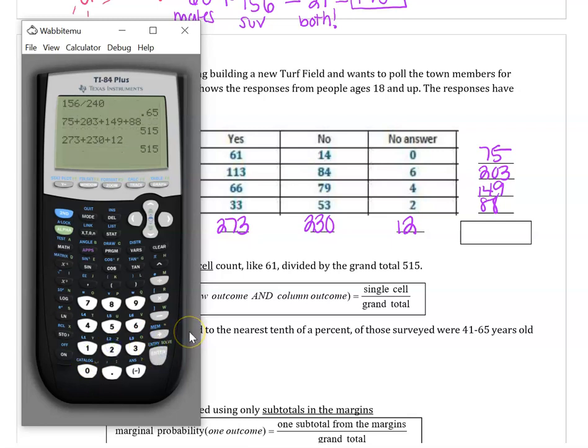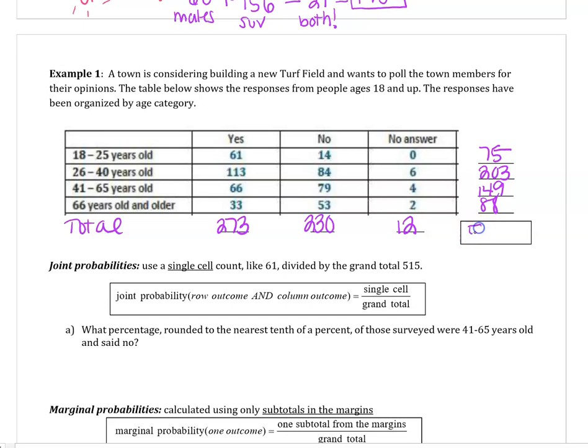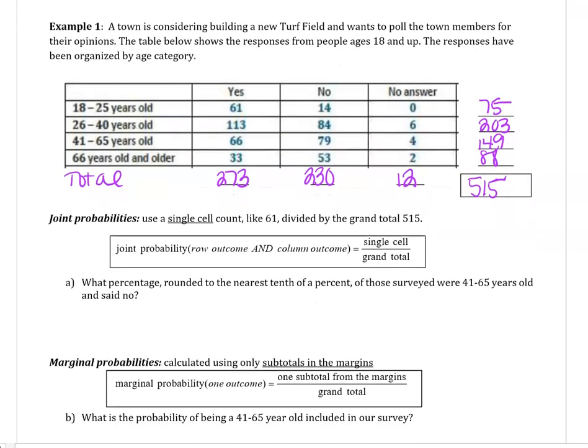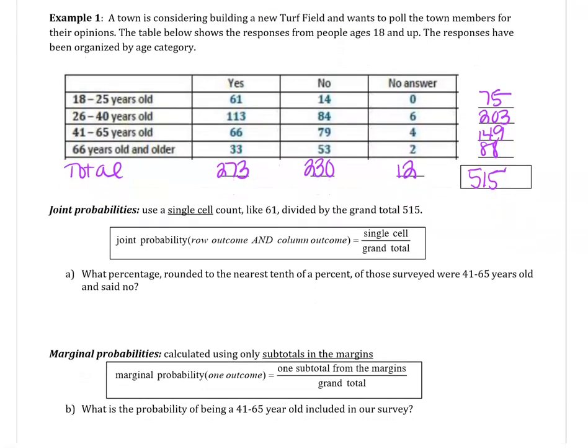And I get the same answer. So the grand total of people that we surveyed was 515. So now we're going to talk about different types of probabilities you can draw from these two-way tables. The first is called a joint probability. This is where you use a single cell count, like 61 for example, divided by the grand total of 515.